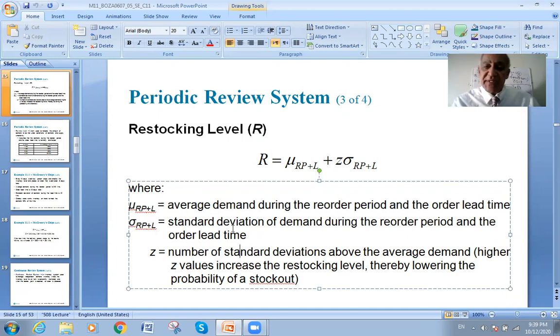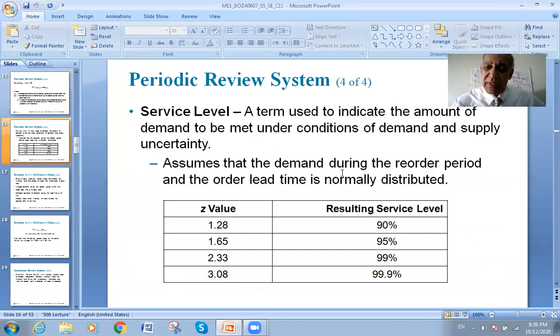It may seem hard for you to understand, that this is the average use and this is the standard deviation multiplied by the Z tabulation value. But when it comes to you with an example, then you will understand it.